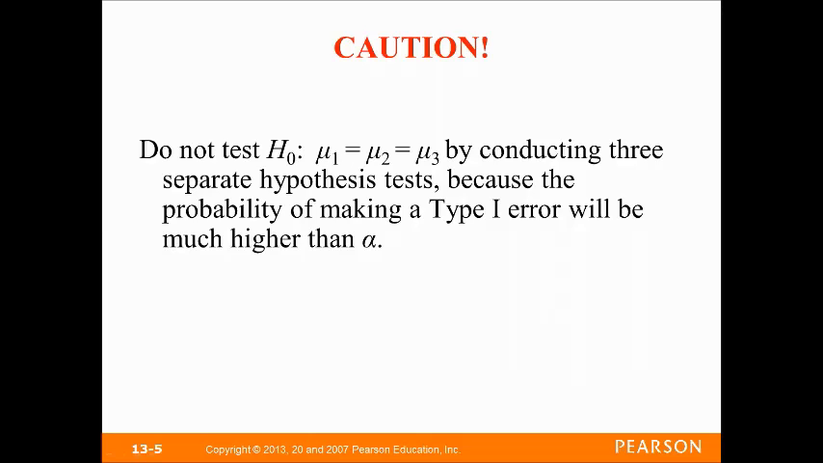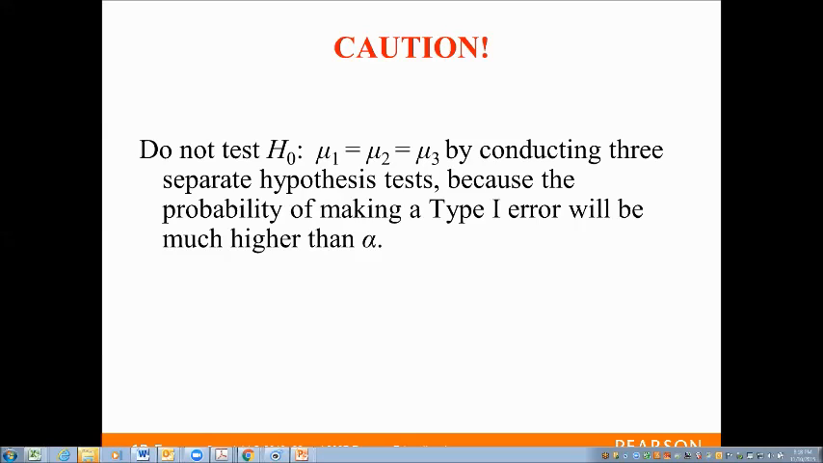One note of caution: the reason that we want to use analysis of variance when we have three or more means, rather than doing pairwise comparisons, is that if we were to use pairwise comparisons, each one of those would be subject to a type 1 error of alpha. By combining all of the tests together, we end up with a type 1 error that's much higher than alpha.